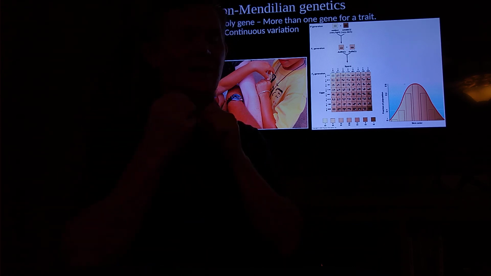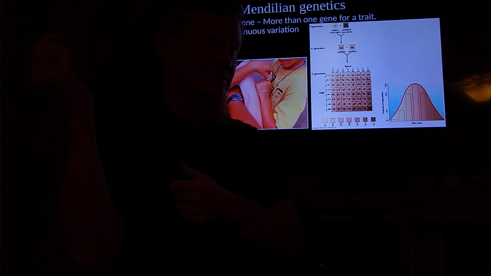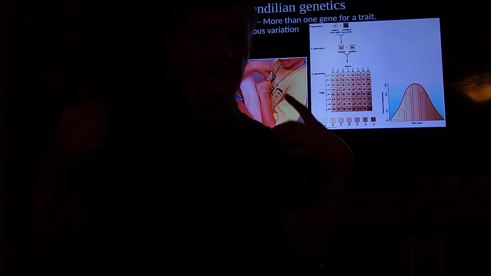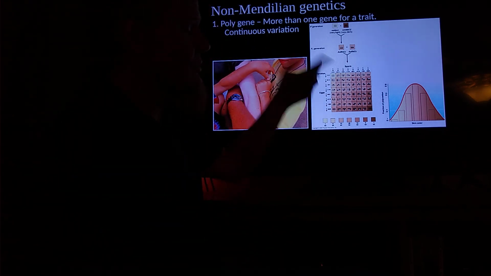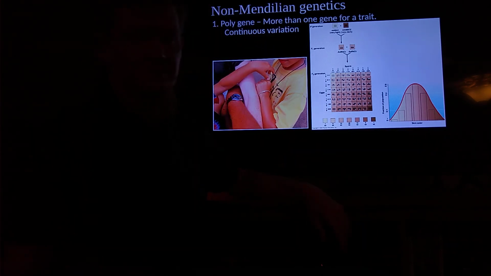Lots of genes determine hair color. Lots of genes determine skin color. Lots of genes determine eye color, height, weight, intelligence. And so you end up with a range of traits. Polygene, continuous variation.